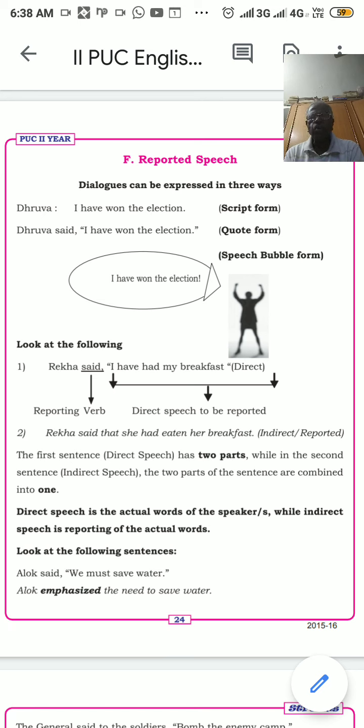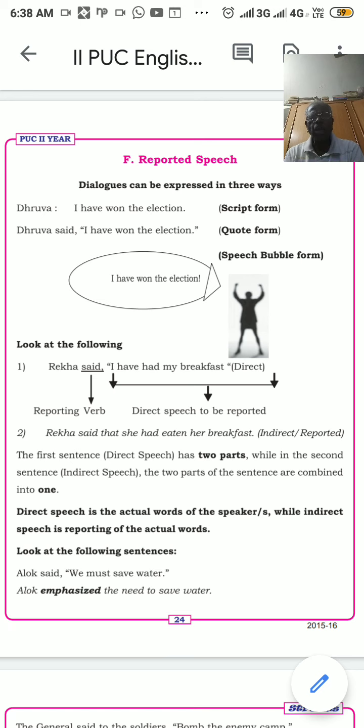Then in case of future tenses, how do we form future tense? We use shall or will plus the present form: I shall go, he will go, you will go. This is the future tense. In case of future tense, the modals are changed into corresponding past forms. That is, will becomes would, shall becomes would or should.